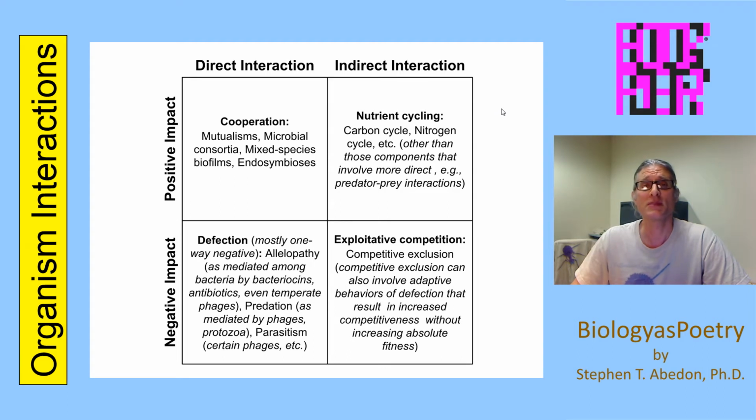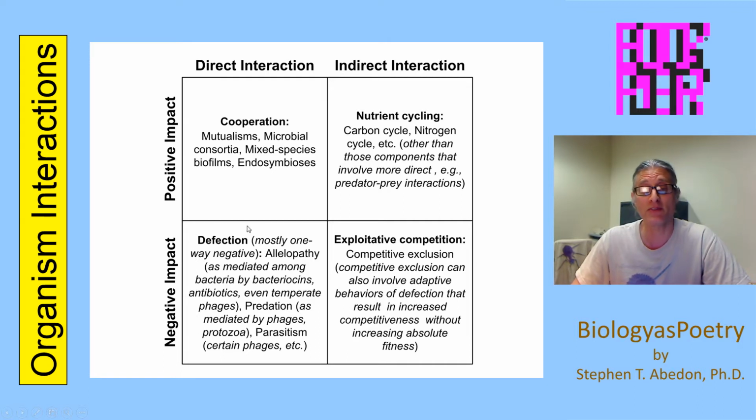The interactions between organisms can either be direct or indirect, and they can either have positive impacts on each other or negative impacts. When you have direct interaction and the impacts are positive, you can describe that as a cooperative interaction. There are a number of different types of cooperative interactions out there: mutualism, something called microbial consortia, which we'll talk about, mixed species biofilms, which often are cooperative, and endosymbioses, which are cooperation between two different species.